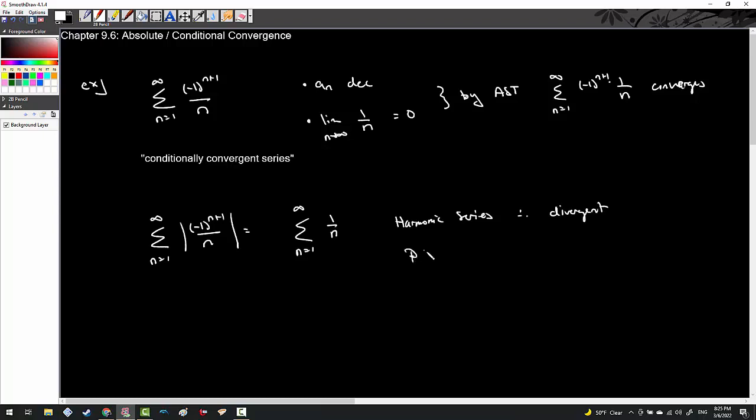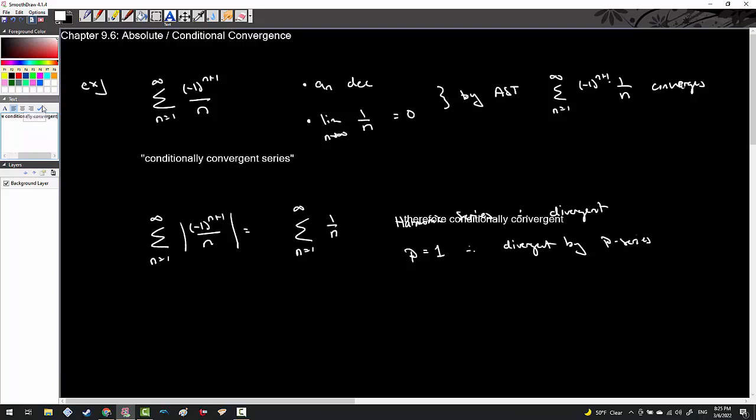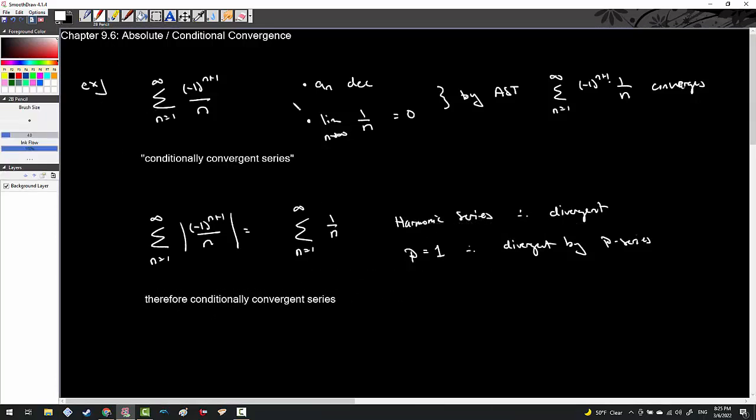You also could have said p is equal to 1, therefore divergent by the p-series. Either one would have been fine. But the fact that this series diverges when absolute valued and yet converges when alternated means that we are looking at a conditionally convergent series. Hopefully that makes sense: the condition of the alternator is what forces the series to converge in this particular case.